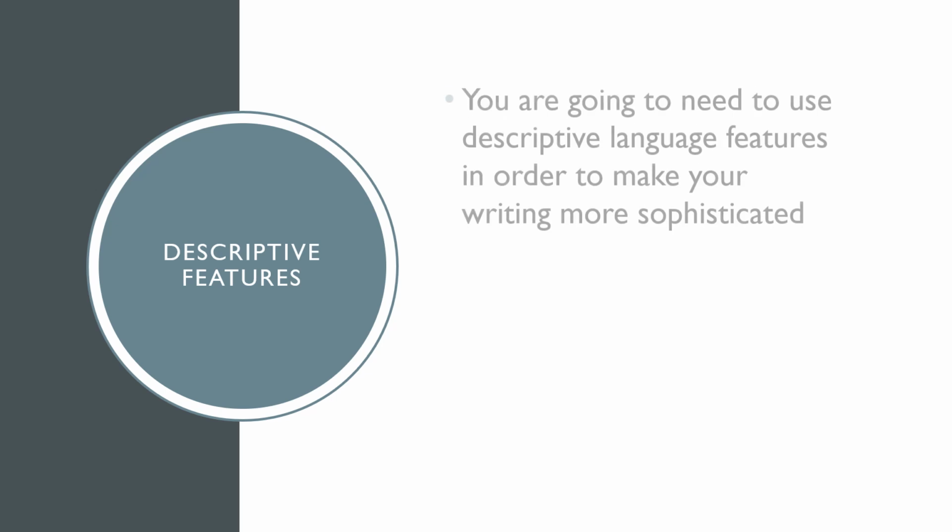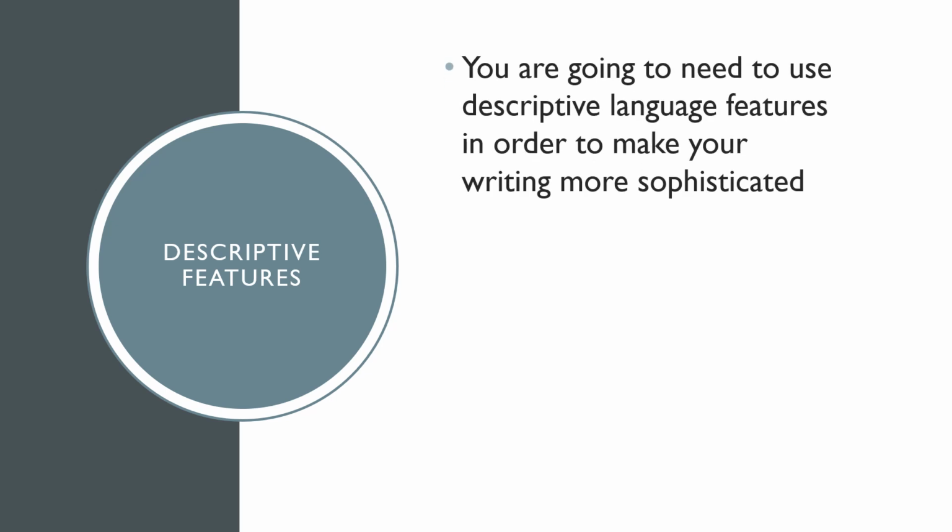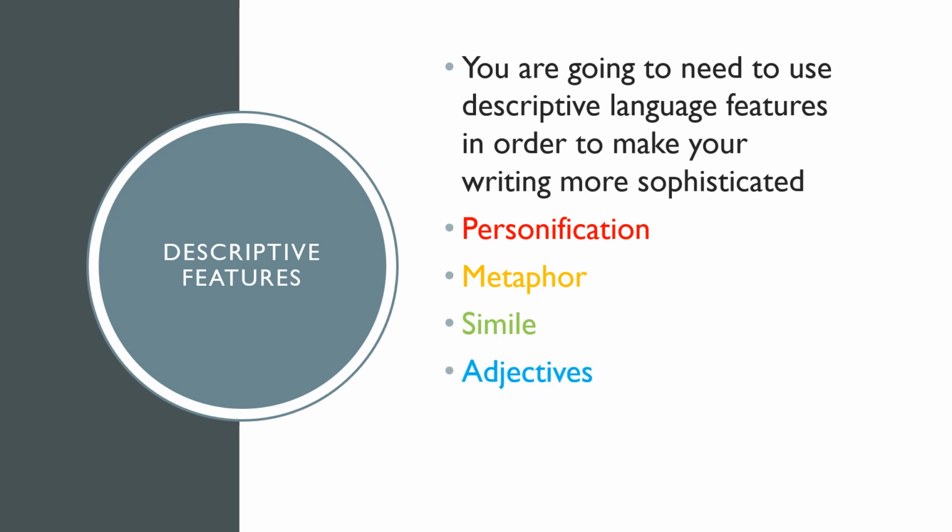So descriptive features. You're going to need to use descriptive language features in order to make your writing more sophisticated. So personification, metaphor, simile, adjectives, hyperbole, and narrative viewpoint. Personally, for a narrative viewpoint, I suggest you do third person, mainly because it will give you more pronouns along with the names. However, that will be up to personal preference. If you want to, you can do first person. There is nothing wrong with that.